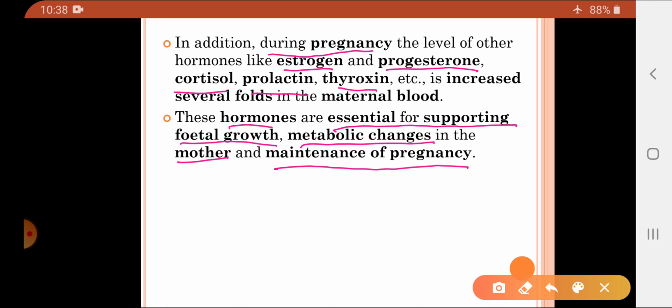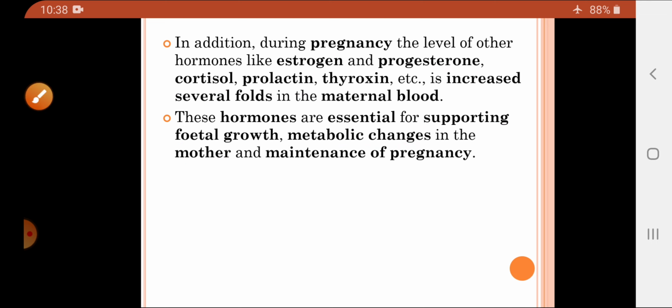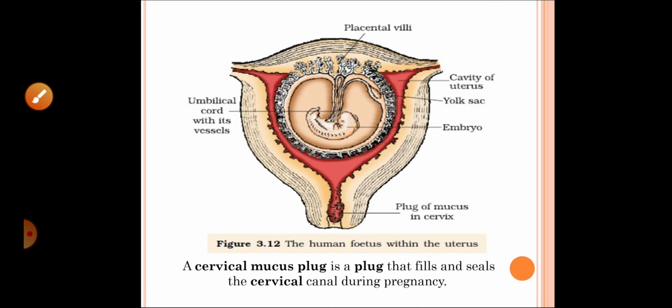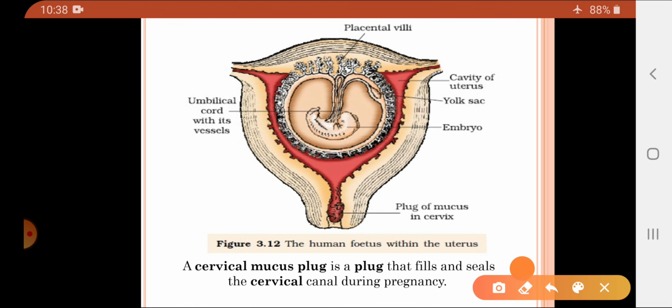Why are these hormones increased several times in the maternal blood during pregnancy? The reason is they are essential for supporting the fetal growth, for the metabolic changes in the mother, and for the maintenance of the pregnancy. So basically this is a diagram which shows the human fetus within the uterus.